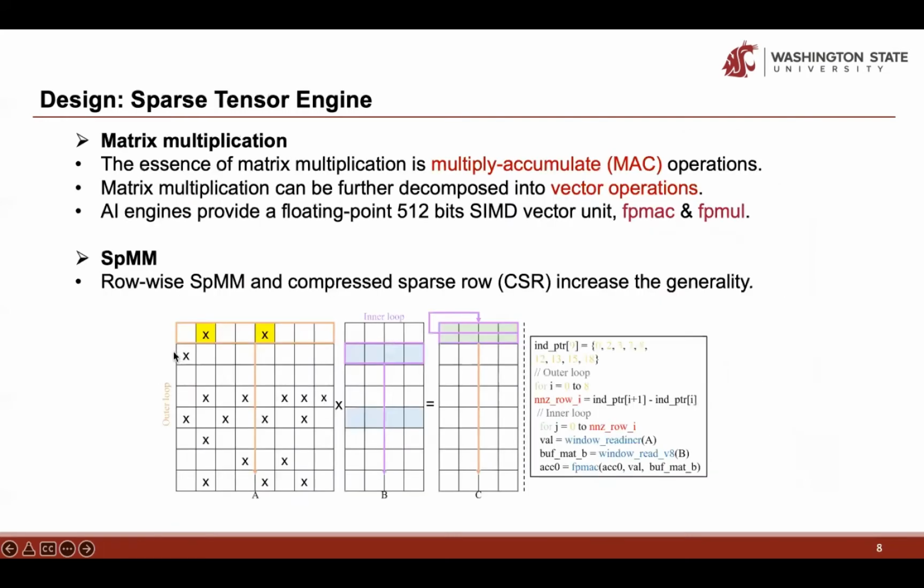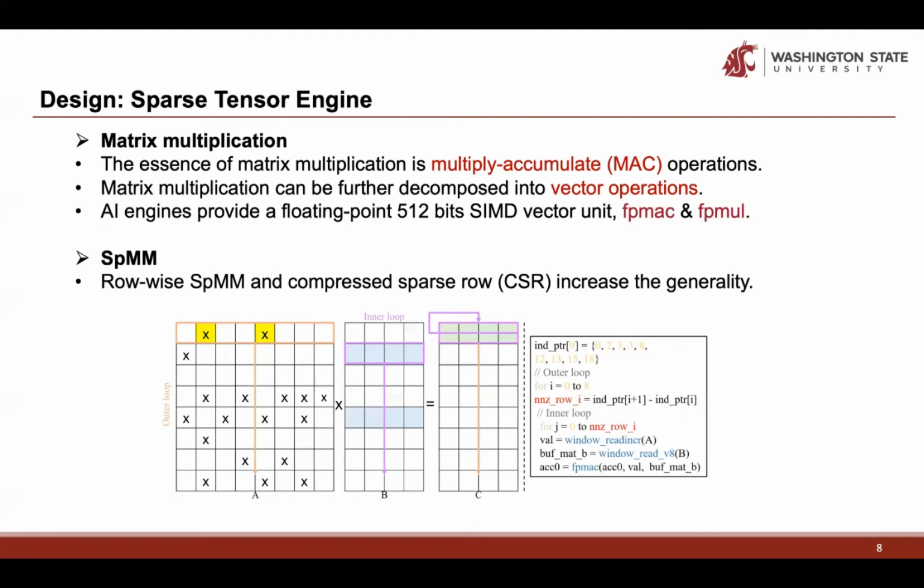Then I will talk about the sparse tensor engine. The essential matrix multiplication is the multiply-accumulate operation, so matrix multiplication can be further decomposed into vector operations. The AIE provides a 512-bit SIMD vector unit, FPMAC and FPMUL. FPMAC performs multiplication and accumulation for single-precision real floating-point vectors, and FPMUL does multiplication for single-precision real floating-point vectors. This is intrinsically designed and optimized for dense matrix multiplication.